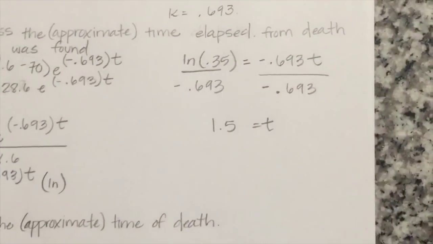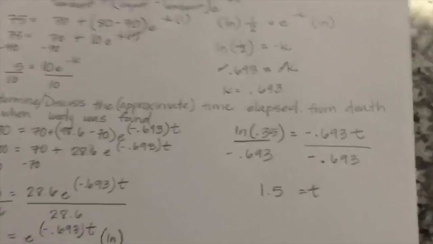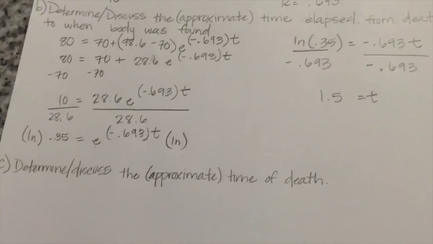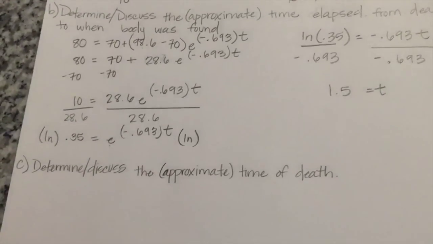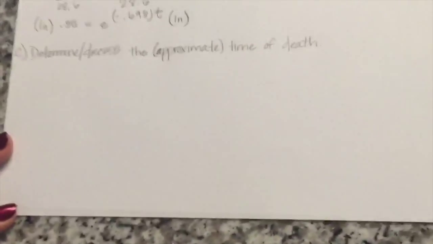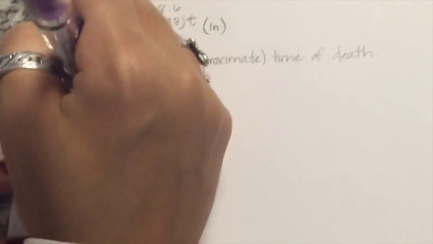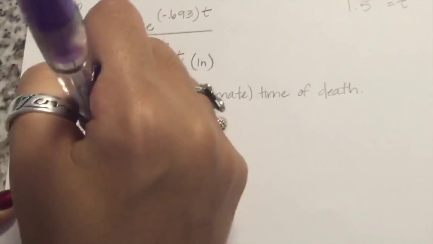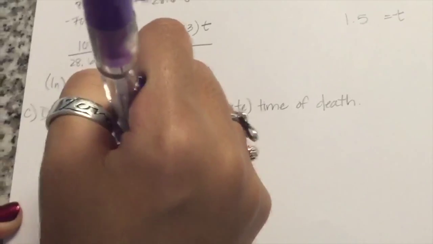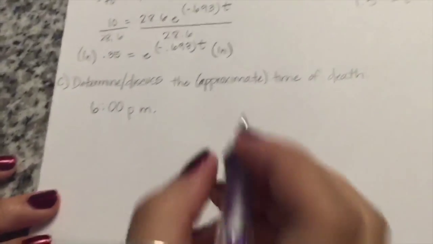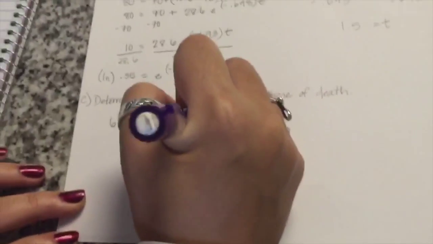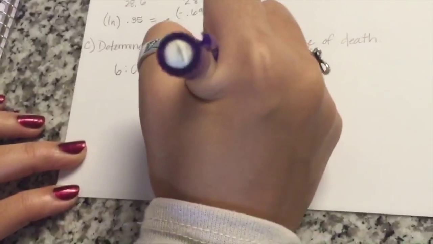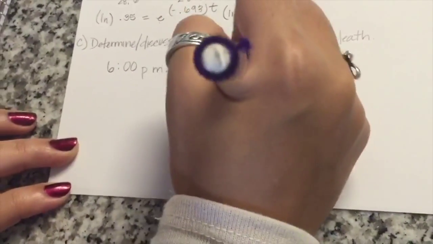So 1.5 hours passed from the time of death to when the body was found. Since the body was found at 6:00 p.m., we're going to go back an hour and a half to 4:30 p.m., giving us the approximate time of death.